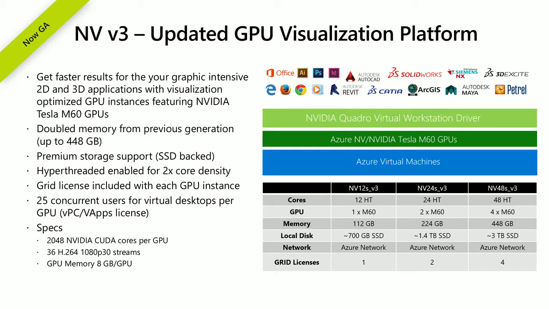We have premium storage on this. We've doubled the memory up to almost half a terabyte. Again, this is really, really good for ArcGIS, for seismic customers, customers with large data sets to actually work on visualization. You can get these with up to 4 M60s as well per VM if you need multiple visualization GPUs. This is kind of a rare use case, but it does happen.